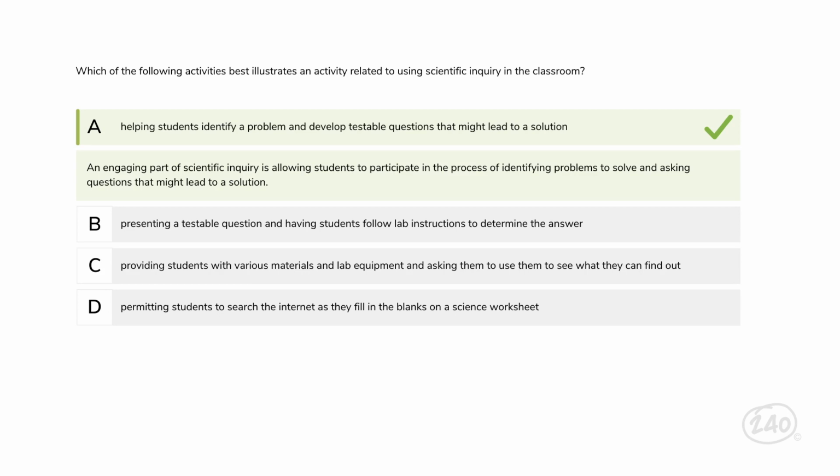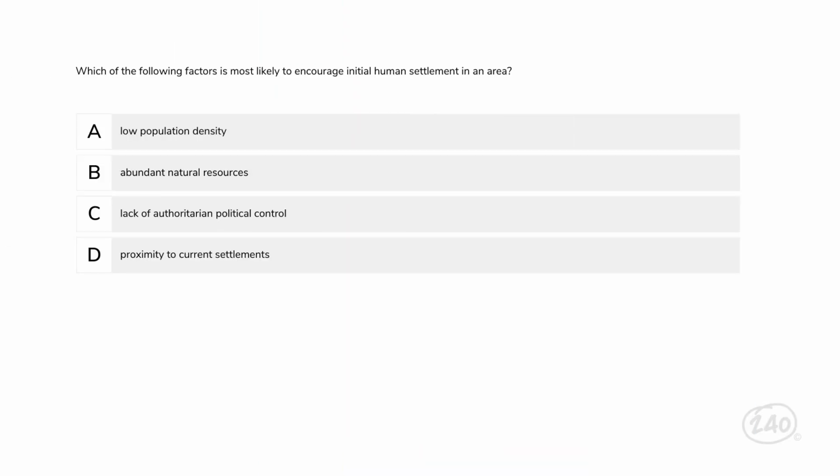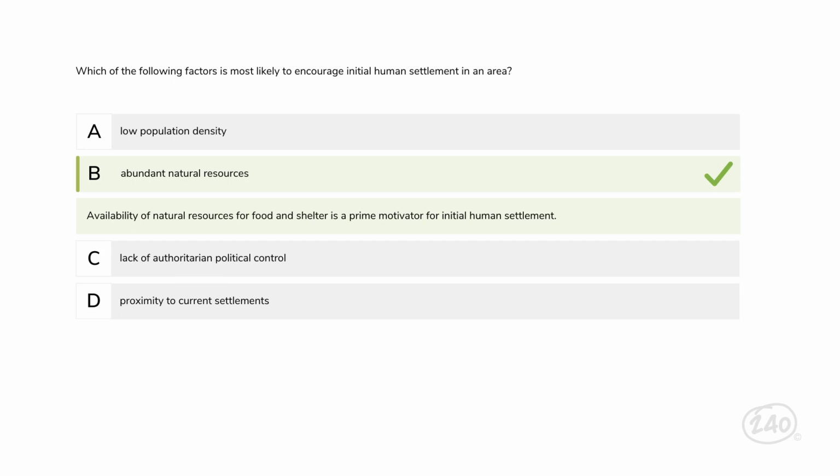The students are participating in both the process of identifying problems to solve and asking questions that might lead to a solution. Now, let's look at a social studies question. Which of the following factors is most likely to encourage initial human settlement in an area? Out of our choices, abundant natural resources is best. Like I told you, water is important.